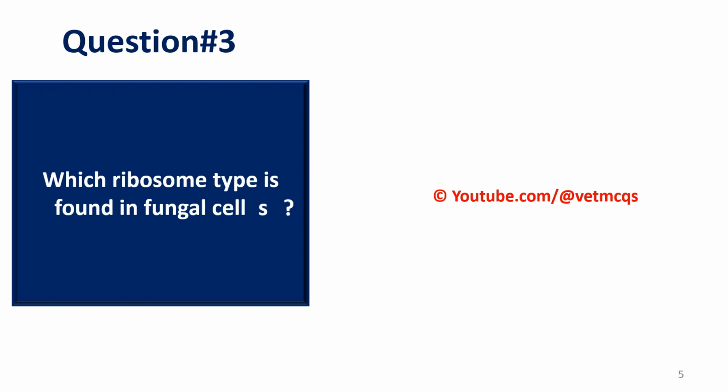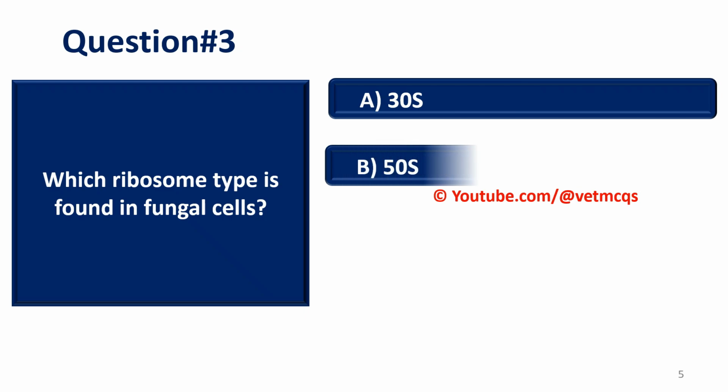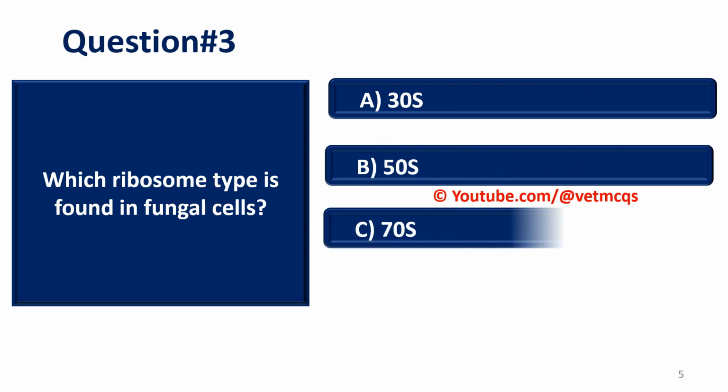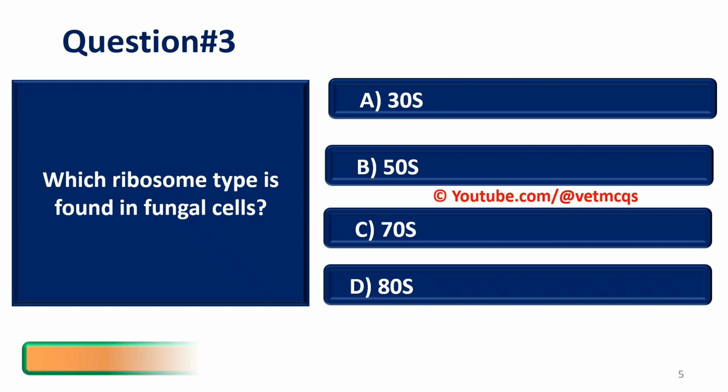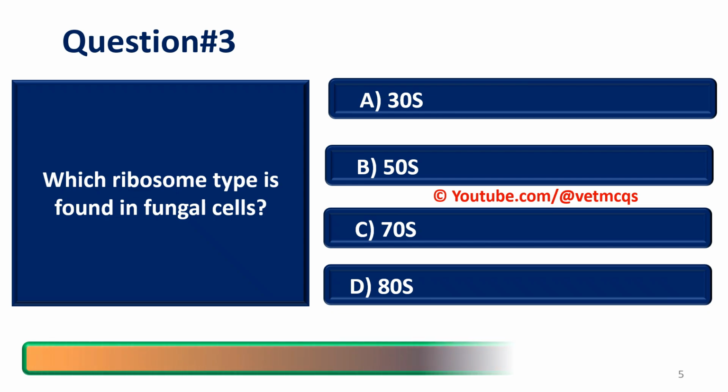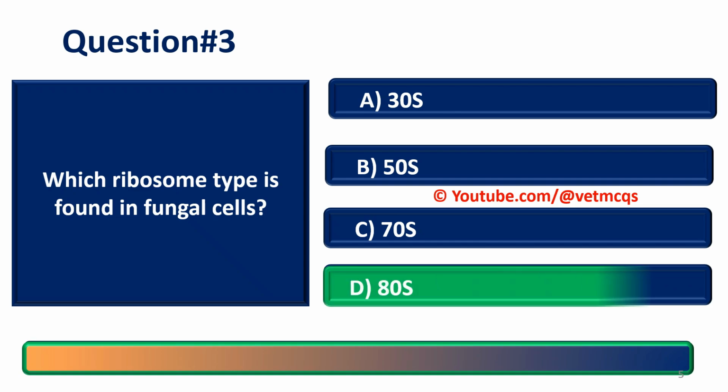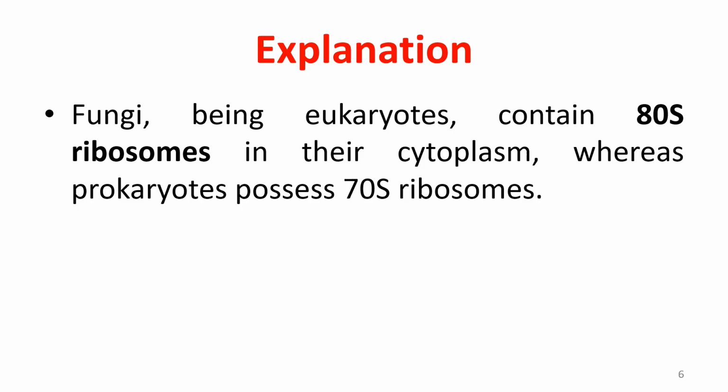Which ribosome type is found in fungal cells? 30S, 50S, 70S, 80S. The correct answer is option D, that is 80S.